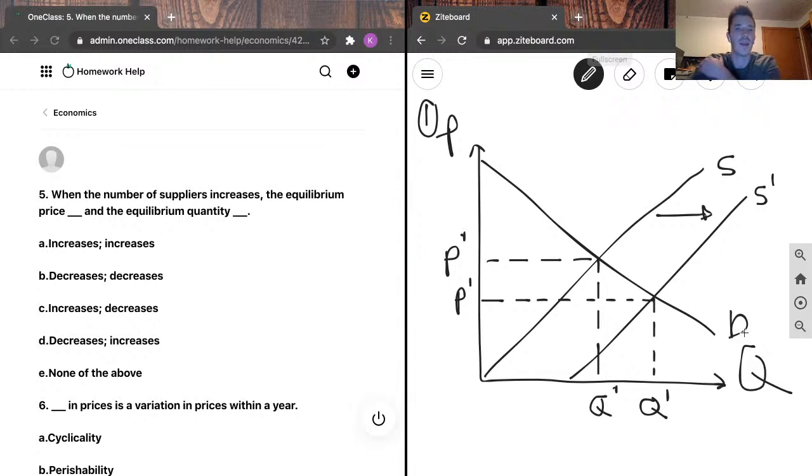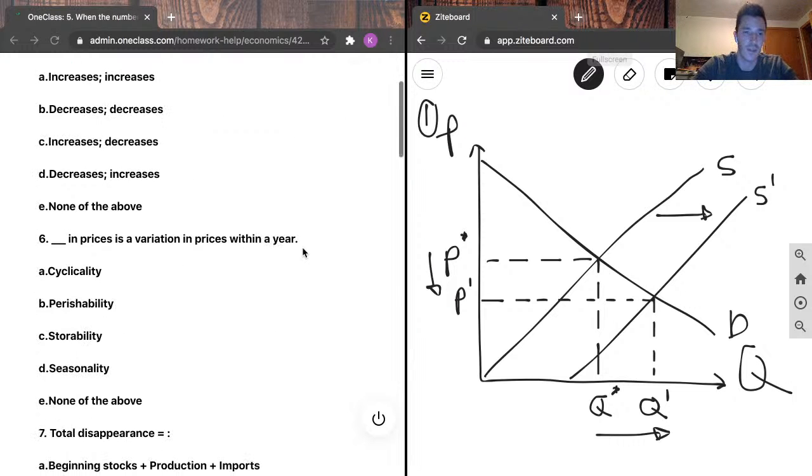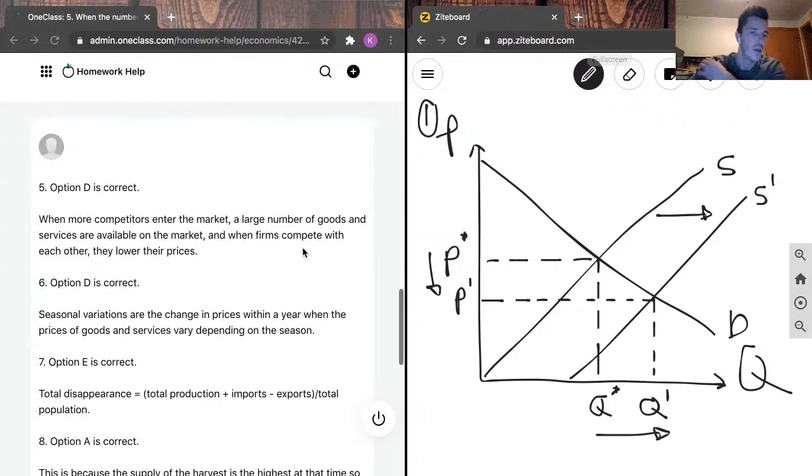So we can see that when the number of suppliers increases, the supply curve shifts to the right. The price falls from P star to P prime, and the quantity increases from Q star to Q prime. So equilibrium price falls and the equilibrium quantity increases. So this corresponds with answer D, decreases, increases, and I believe that's what our junior tutor had written. And they've also added that when more competitors enter the market, a large number of goods and services are available on the market, and when firms compete with each other, they lower their prices.